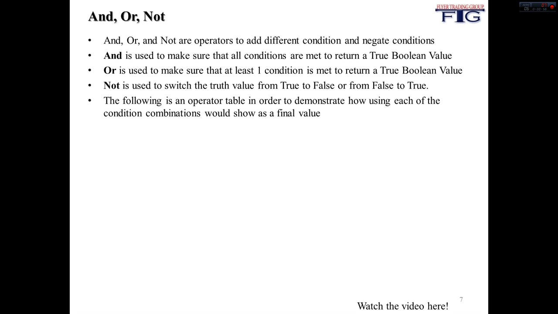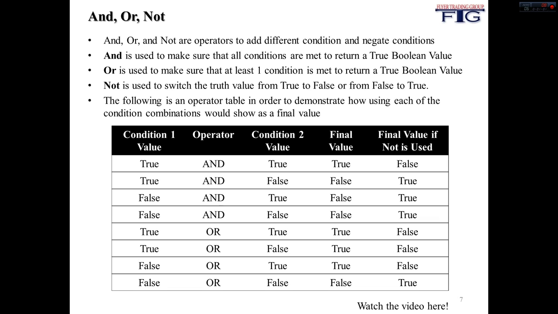And then the following operator table here actually shows a list of using different true or false values for condition 1 and condition 2, and using different operators, and, or, and how they actually come about for the final value. So to read this, let's say condition 1 is true, condition 2 is also true. If there's the AND operator, this is the only case where they would actually have a final value of true. But if you negate this whole thing, this actually flips the script and goes to false. Now, if you use true and false with the AND, because they're not both true, it's actually going to return a final value of false for that condition.